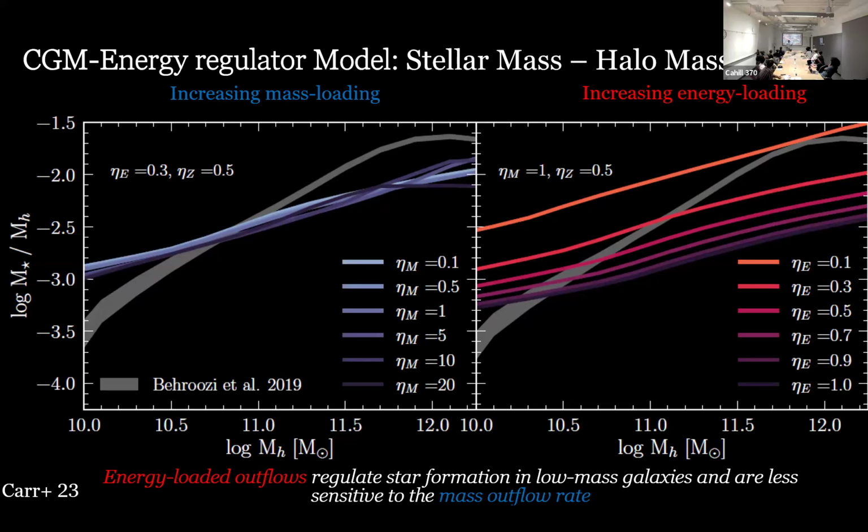While here, the reason why the mass loading seems to be very insensitive is because as you increase the mass loading that's being launched out into the CGM, while keeping the energy loading fixed, you lower the specific energy of the CGM, which increases its cooling efficiency. So the more mass that you kick out, the more mass that seems to cool back on top of you. And so the end result is that the stellar mass seems relatively unaffected.